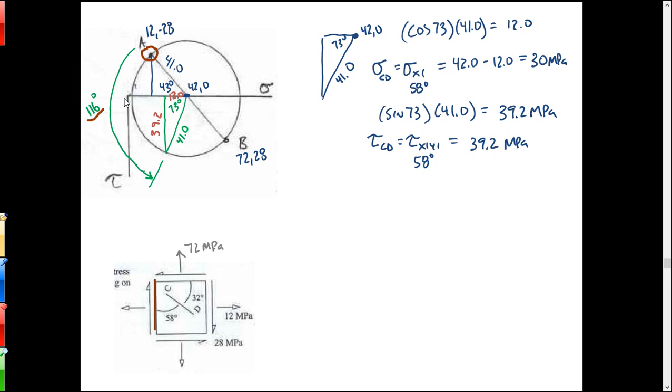So I'm going to start at A, I'm going to rotate 116 and find the point that represents the state of stress on this plane here, see?